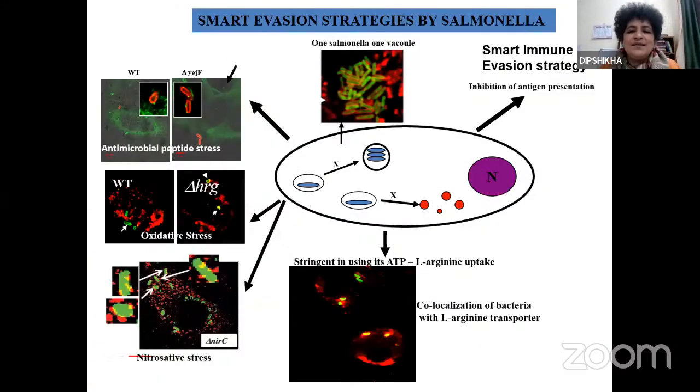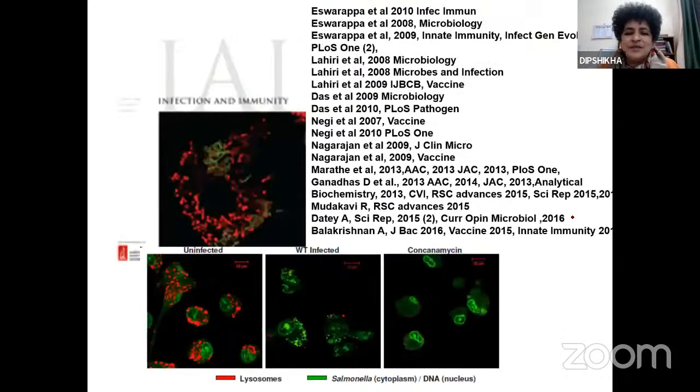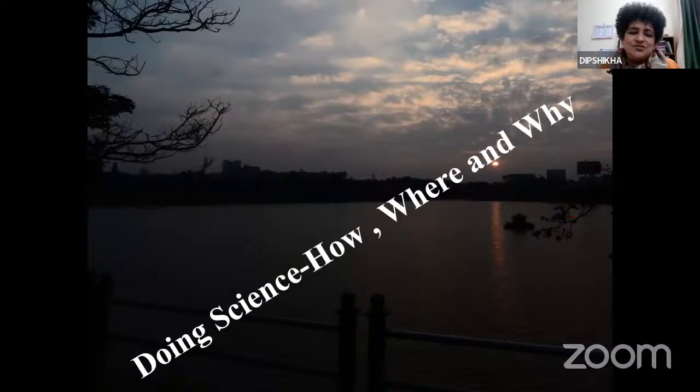So all these smart evasion strategies by Salmonella, by evading the peptide stress, reactive oxygen stress, maintaining this one vacuole per Salmonella, make them some of the extremely important, intelligent pathogens. It gives us food for thought for each one of us to actually put ourselves in their shoes and understand.